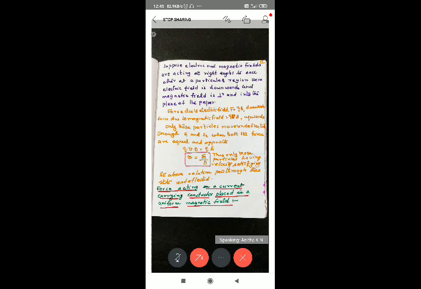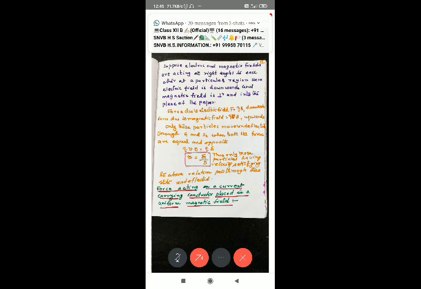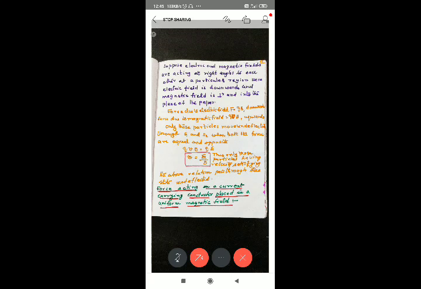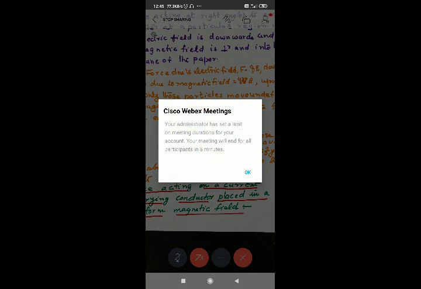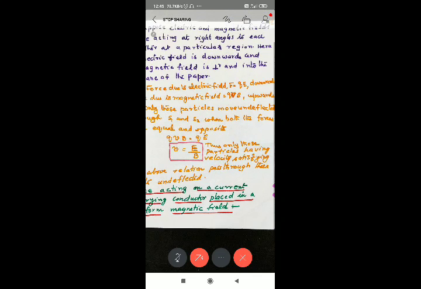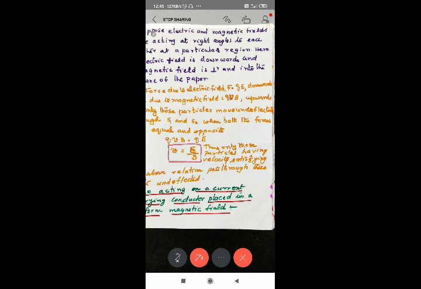So the force due to the electric field is downwards, and the force due to the magnetic field, QVB, is upwards. Only those particles move undeflected through S1 and S2 when both the forces are equal and opposite. When upward force equals downward force, the particle will move along a straight path, that means undeflected. So QVB equals QE, and V equals E by B.